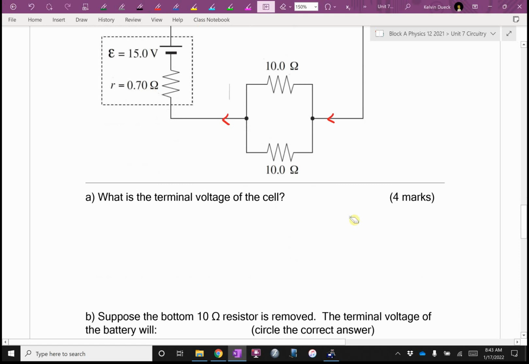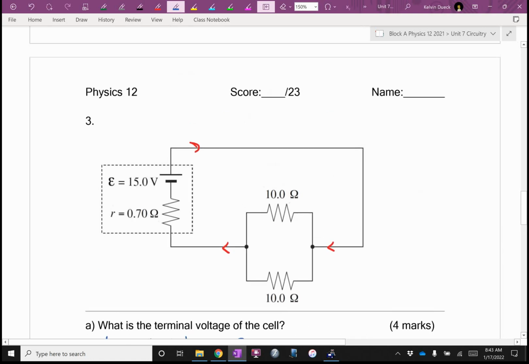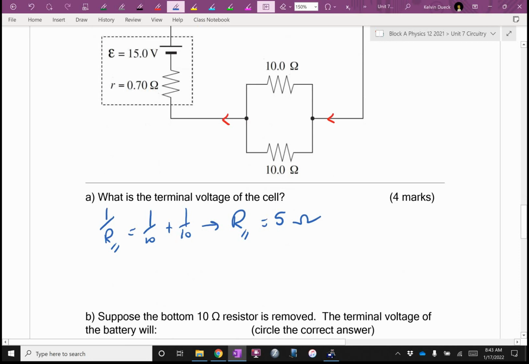So the first thing that I'm going to do is I'm going to say 1 over R parallel is 1 over 10 plus 1 over 10. I just did that. I'm pretty sure that's 5 ohms. So I can replace this with a single 5 ohm resistor. So what that means is our R total is 5 plus 0.7. It's 5.7 ohms.